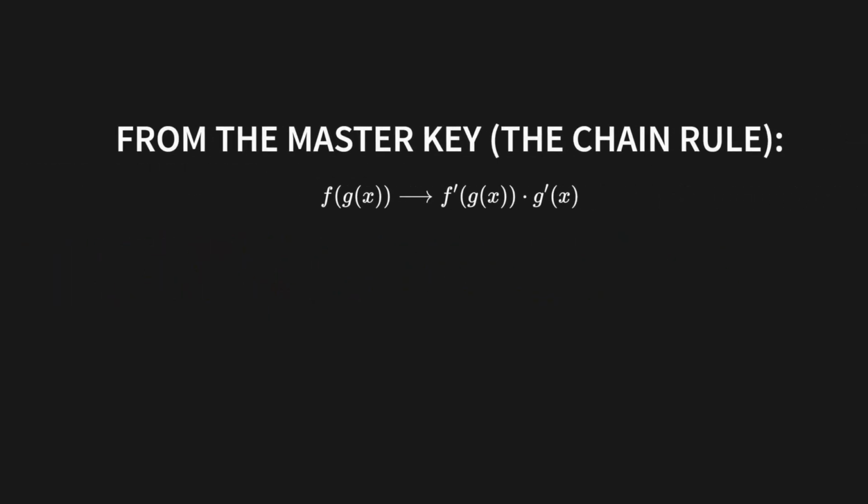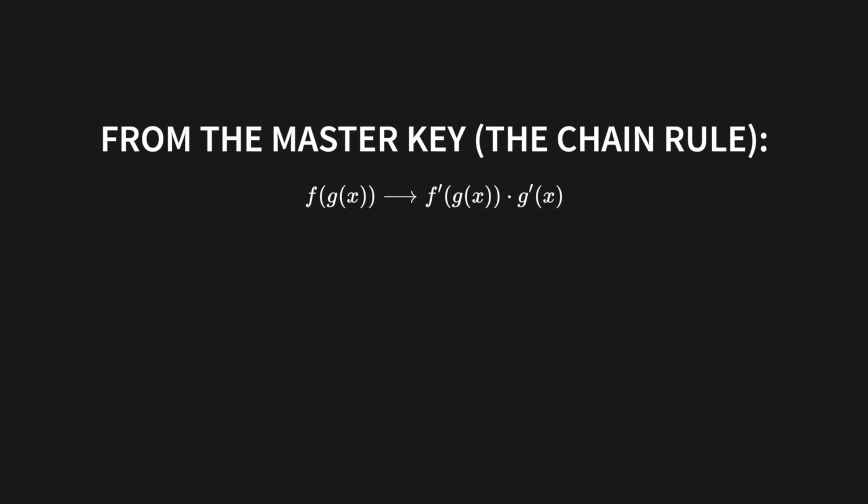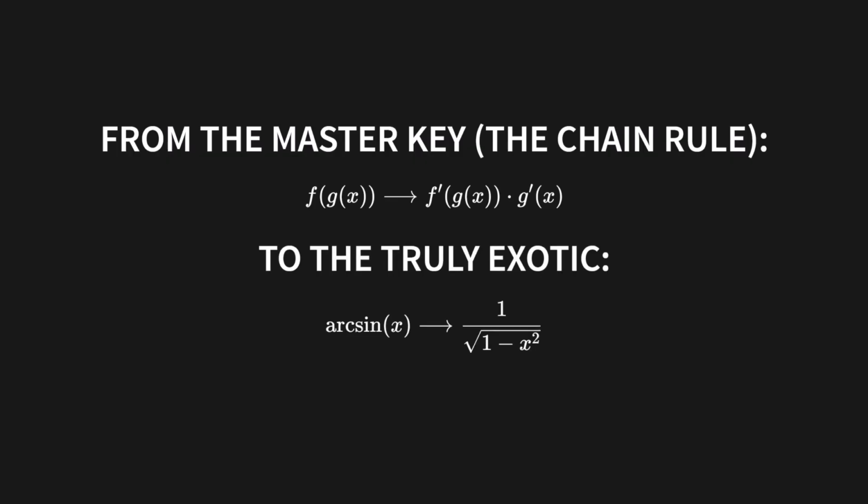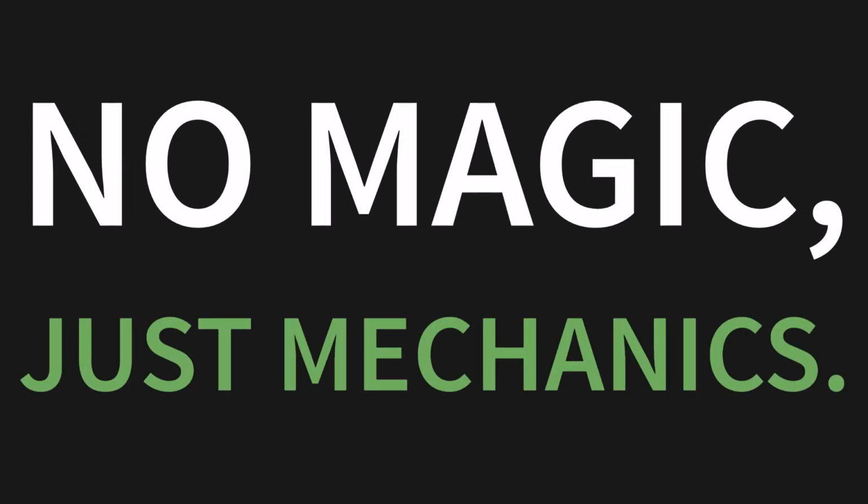From the master key, which is the chain rule, to the truly exotic stuff, like the derivative of arcsine of x becoming 1 over the square root of 1 minus x squared. No magic, just mechanics. Let's get started.